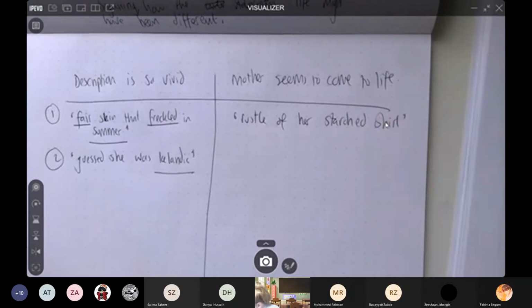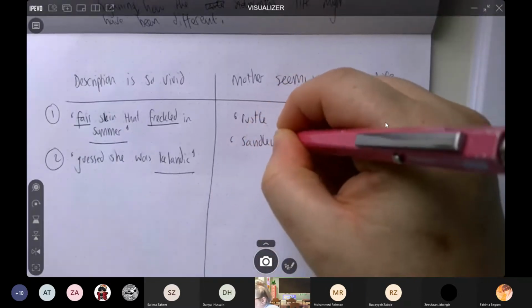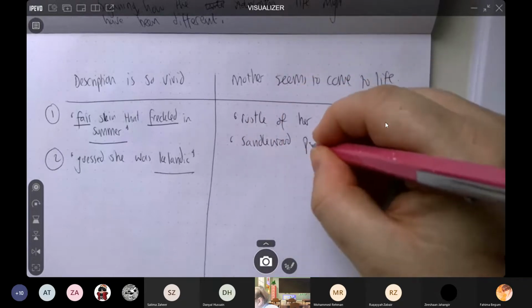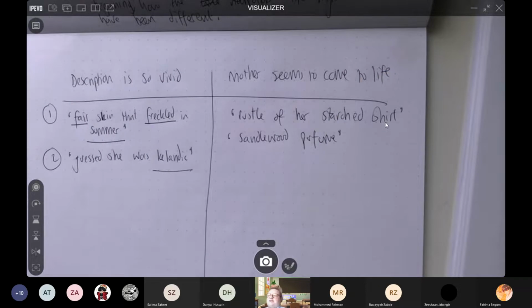Or potentially that reference to her laughter or the sandalwood perfume. And I've chosen these because each of these describe a sense beyond that of sight, okay? And for me, that's how a character is brought to life.